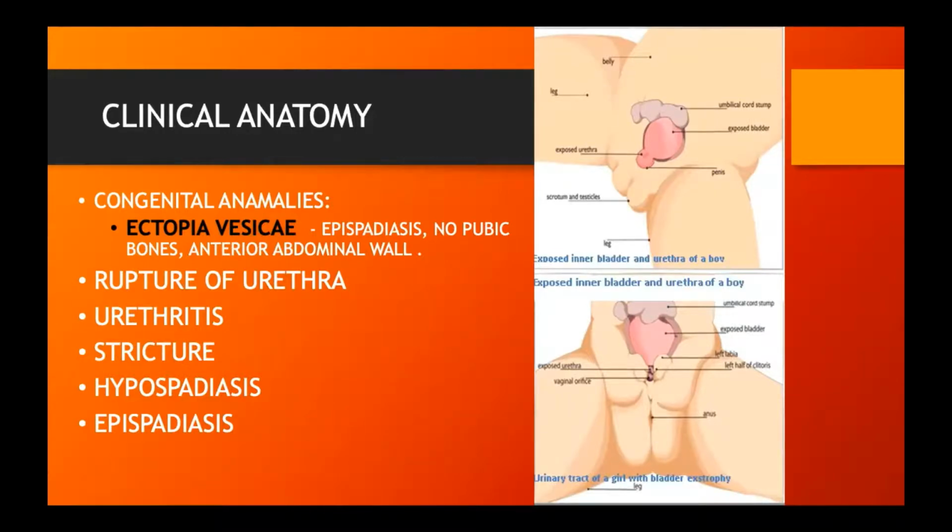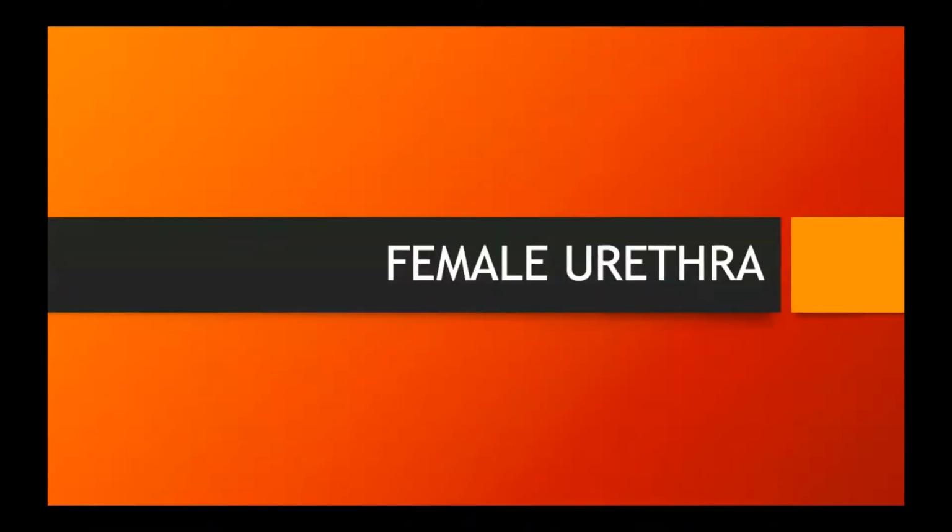And urethritis is the infection of the urethra, and rupture of the urethra is also seen because of any kind of injury or internally because of the passage of any kind of stones. And stricture of the urethra is usually seen after an injury when the injured area is healed. So it gets fibrosed, and the lumen becomes very narrow. So it is called a stricture of the urethra. So this is about the male urethra. Next we'll discuss the female urethra.